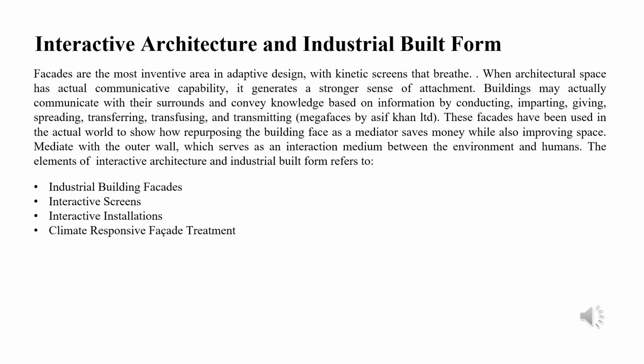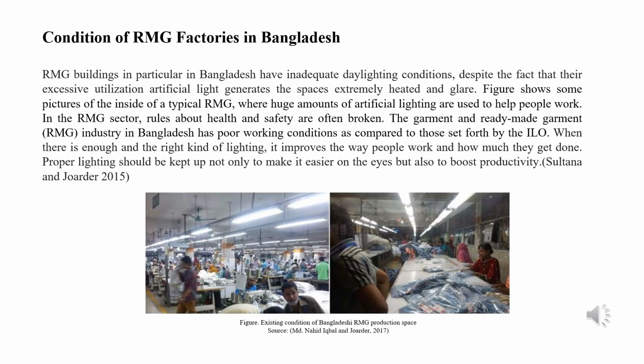As we all know, as an architect, facades are the most important design element in the adaptive design process that can act as a kinetic screen that can breathe. So here is a prime concern: the facade has been used in the actual world to represent the building face as a mediator to save money as well as to save energy. The elements of interactive architecture in industrial built form refer to industrial building facades, interactive screens, interactive installations, and also climate responsive facade treatment. I want to show the actual condition of RMG factories in Bangladesh.